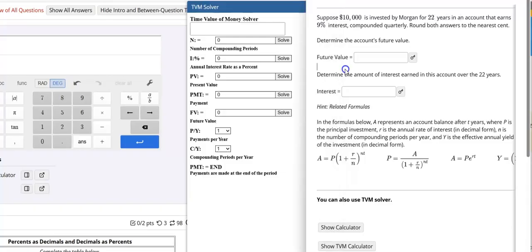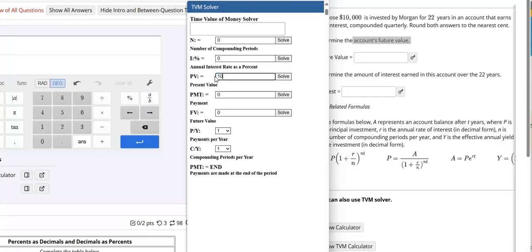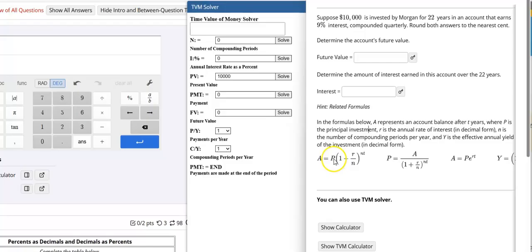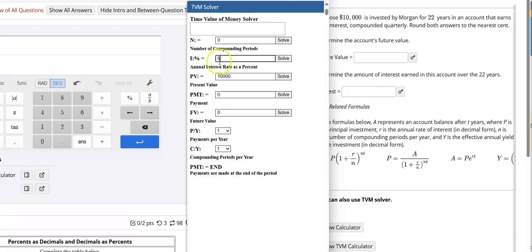Let's do this question. First question is you have to find the account future value. Suppose $10,000 invested by Morgan for 22 years. So $10,000 is going to be the present value, which as a formula is the P. I'm going to use the TVM solver. PV equals 10,000. Interest rate 9%, so I'm going to put 9 here. Don't put the percent sign, the comma, or the dollar sign in the present value.